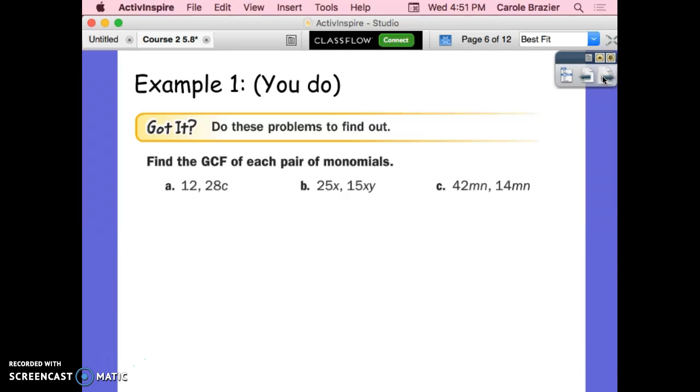Welcome back. You should have gotten for A just 4, because 12 doesn't have a C. For B, you should have gotten 5X. And for C, you should have gotten 14MN. If any of those are not clear, please make sure that you talk with your table mates or take the time and ask a buddy for help. Okay?